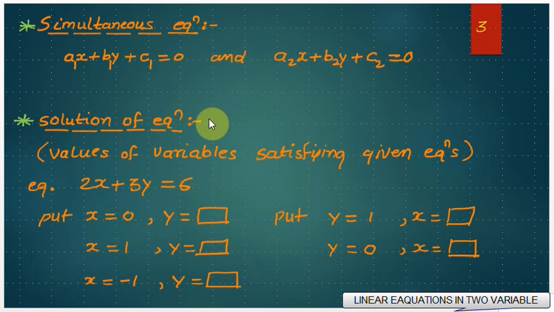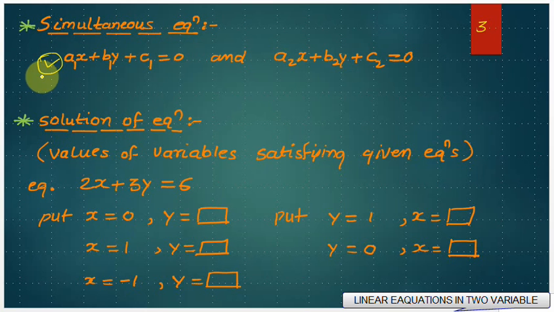Now we are discussing simultaneous equations. What are simultaneous equations? The linear equation in two variables is ax plus by plus c is equal to 0. If there are two such equations, then these equations are called simultaneous equations. Let's take one example: a1x plus b1y plus c1 is equal to 0 and a2x plus b2y plus c2 is equal to 0. When two equations are given, such equations are called simultaneous equations.